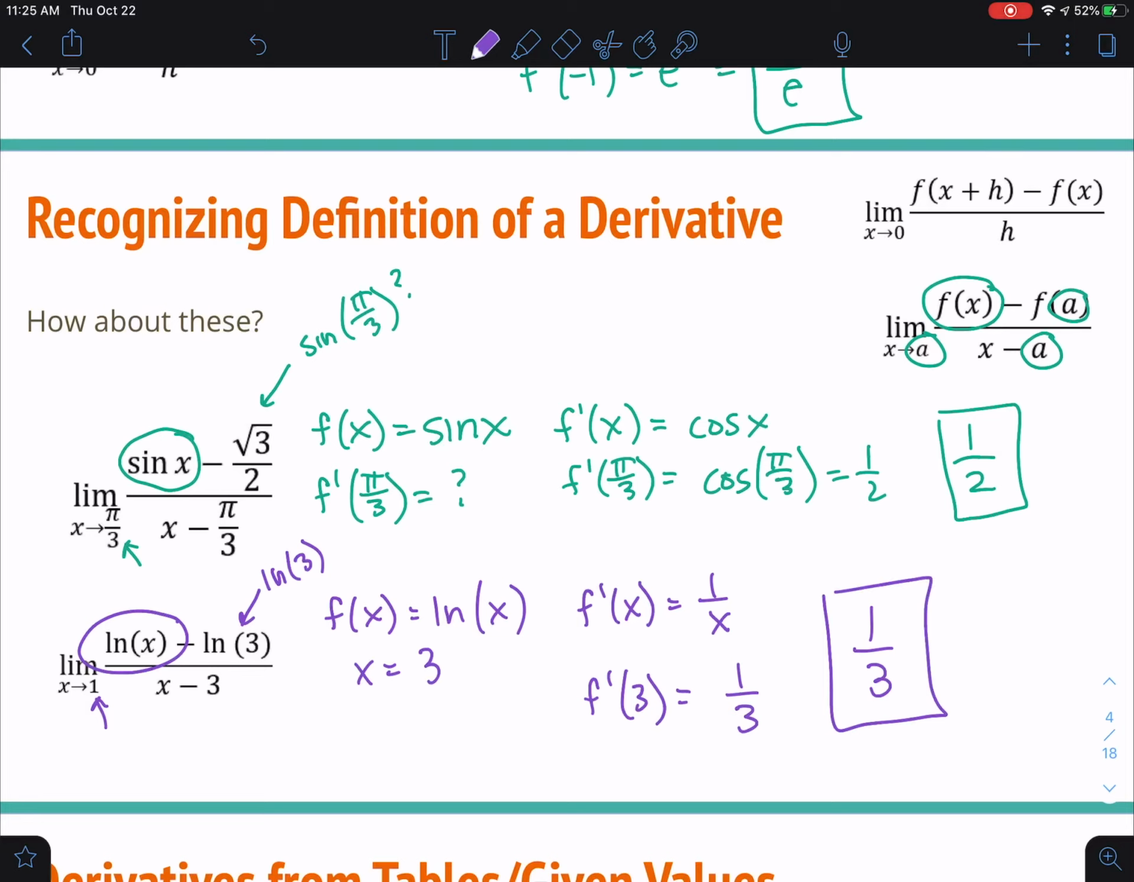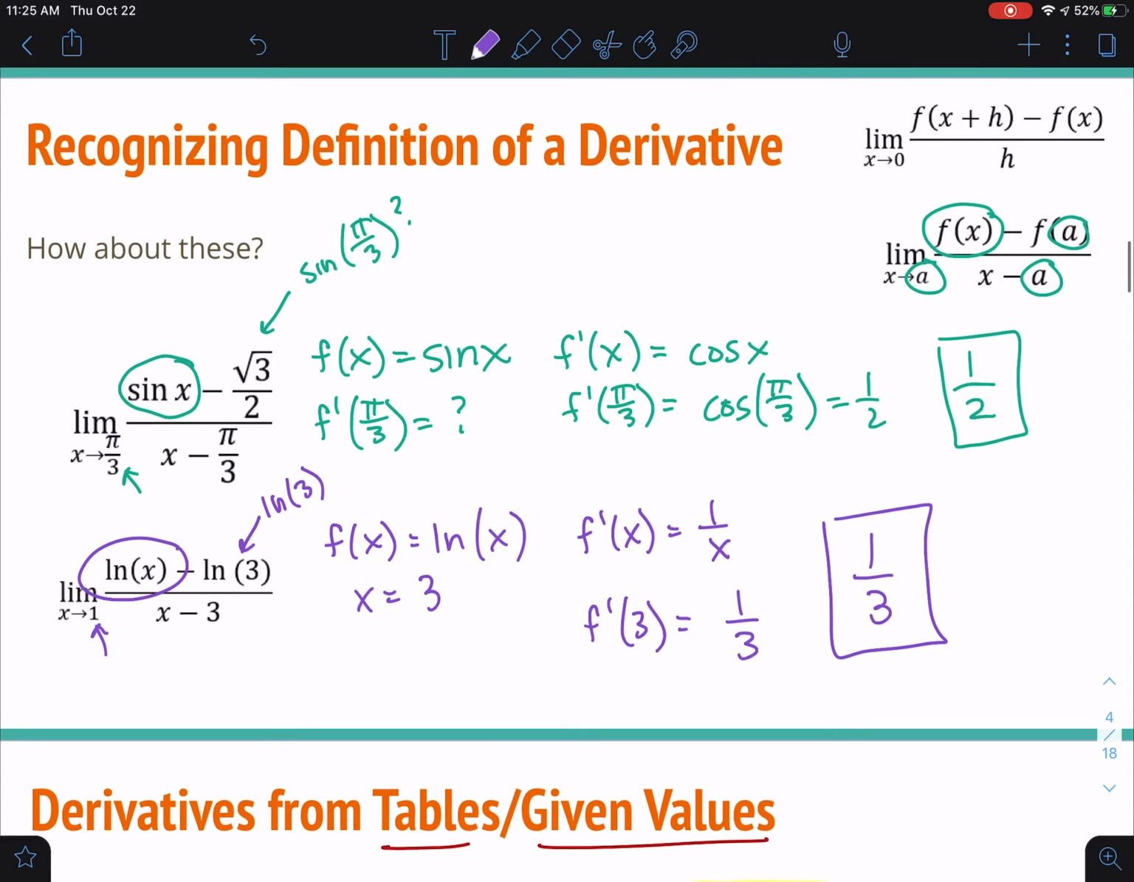So by recognizing the definition of the derivative, you guys can really get a good understanding and save a lot of time, because these would be super, super complex to actually go through and solve mathematically.